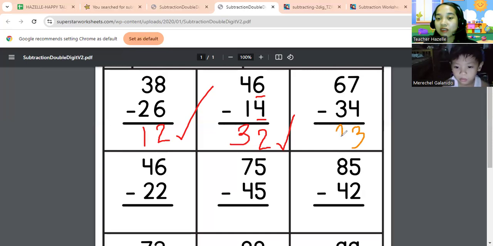3. All right, can you please read the final answer, Ivan? 67 minus 34 equals? 33. Very good. Okay, do you remember now how to subtract two-digit numbers? Yes. Okay, let's continue. Let's have here the next one.